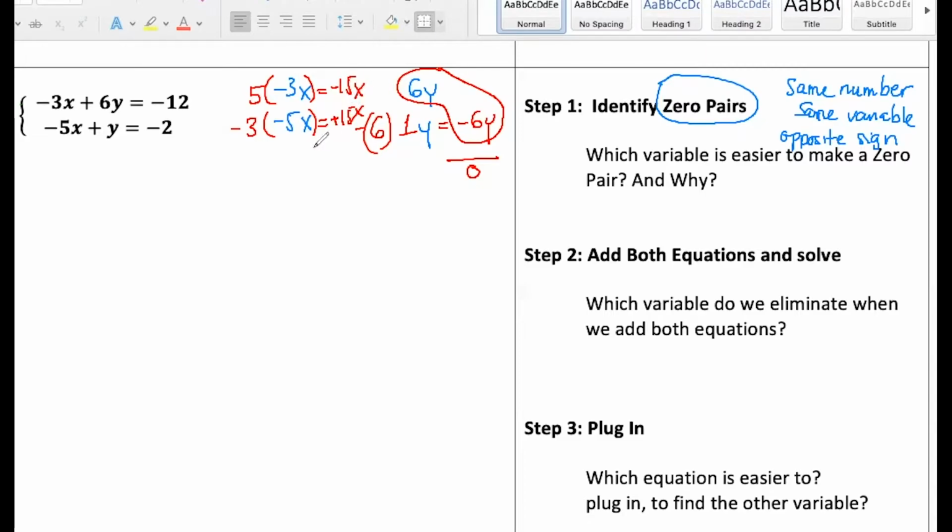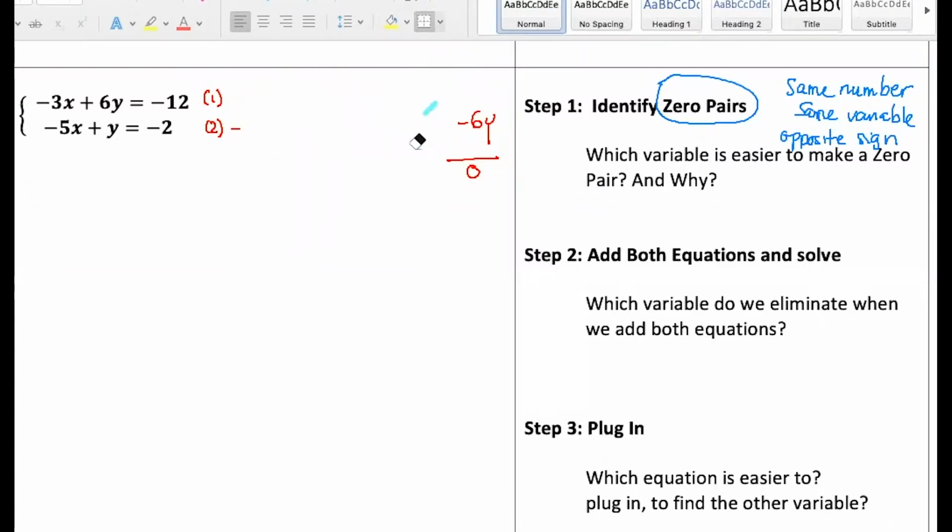So as you can see right here, this will bring a zero pair, but you have to multiply twice. In here, we only have to multiply one time. So for that reason, the y is going to be easier to eliminate. So let's go ahead and get started. I'm going to erase this one over here just so we have some room, but I hope that you see that idea. If not, just go ahead and rewind the last 10 seconds, you will see it.